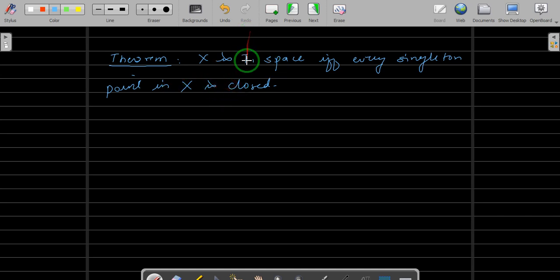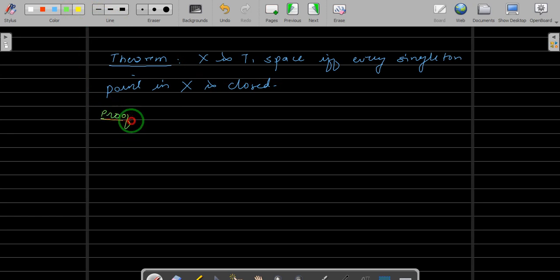Okay. Now again, see here that if X is a T1 space, then every singleton set is closed. That means if you take a finite set, then the finite set can be written as a union of singletons. Every singleton set is closed. That means your finite union of closed sets is closed. So you can convert this into another statement that X is a T1 space if and only if every finite subset of X is closed. That will be taken as a corollary. So first let us do this.